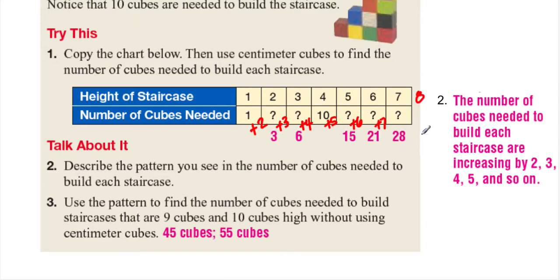Because if, let's say, we extend this, okay, and we go to 8, the staircase would be 8 cubes high. We add 8, and that would be 36 cubes. Okay, extend it some more. If we add now, let's put it in green, 9 cubes high. We add 9 now, and that would be 45 cubes.